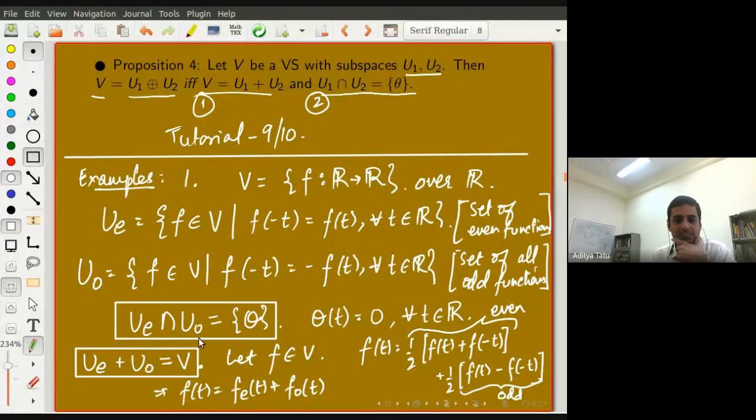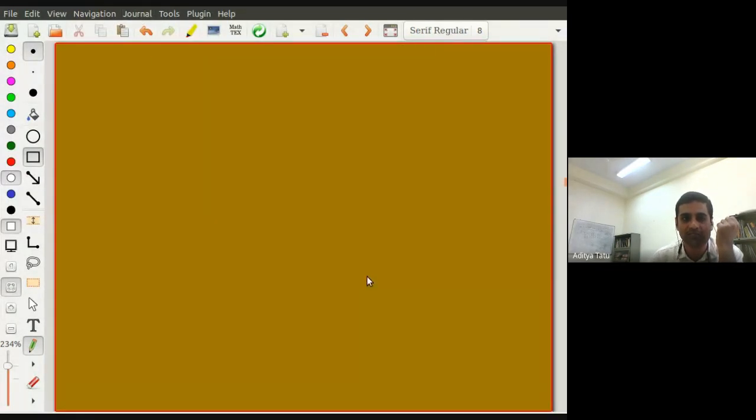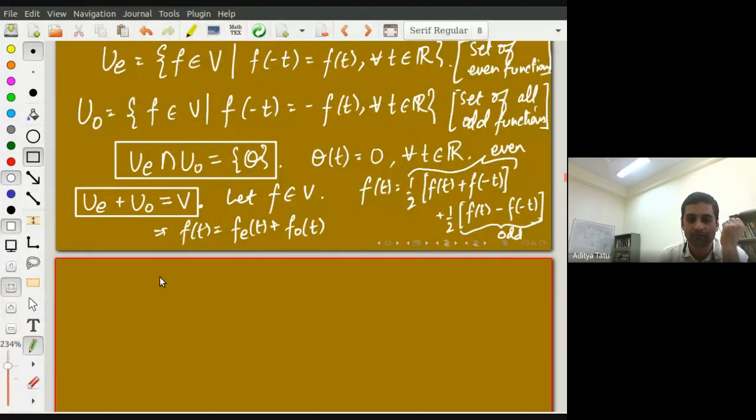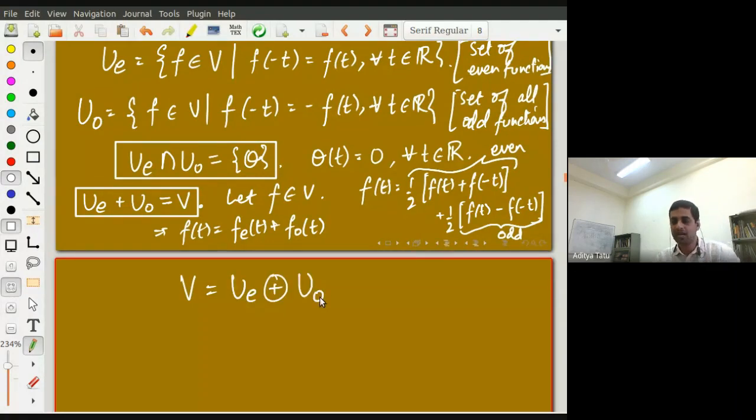Once you've been able to show both of these, from proposition 4, what we can show is that the vector space of all real valued functions is a direct sum of the subspace of even functions and the subspace of odd functions.